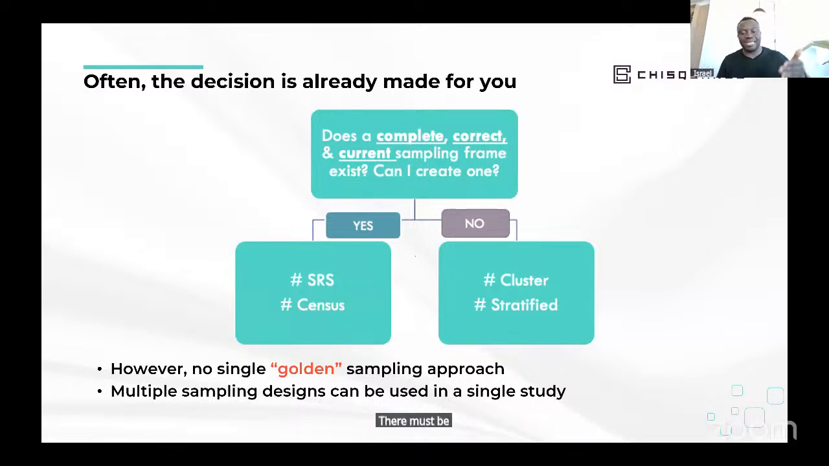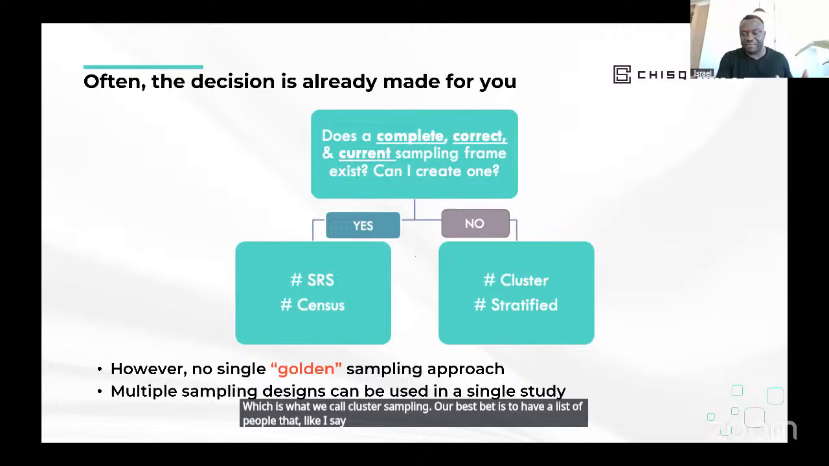It can either be a list of individuals, which is fine if you can have it, or it can be a list of people or places where people are, right? Which is what we call cluster sampling. Our best bet is to have a list of people, but like they say, when the desirable is not available, the available must be desirable.